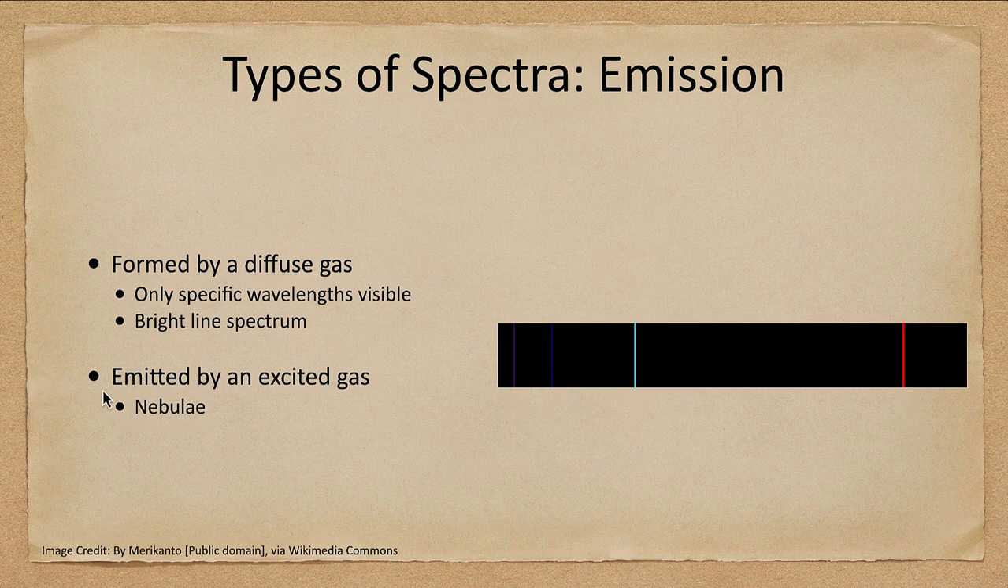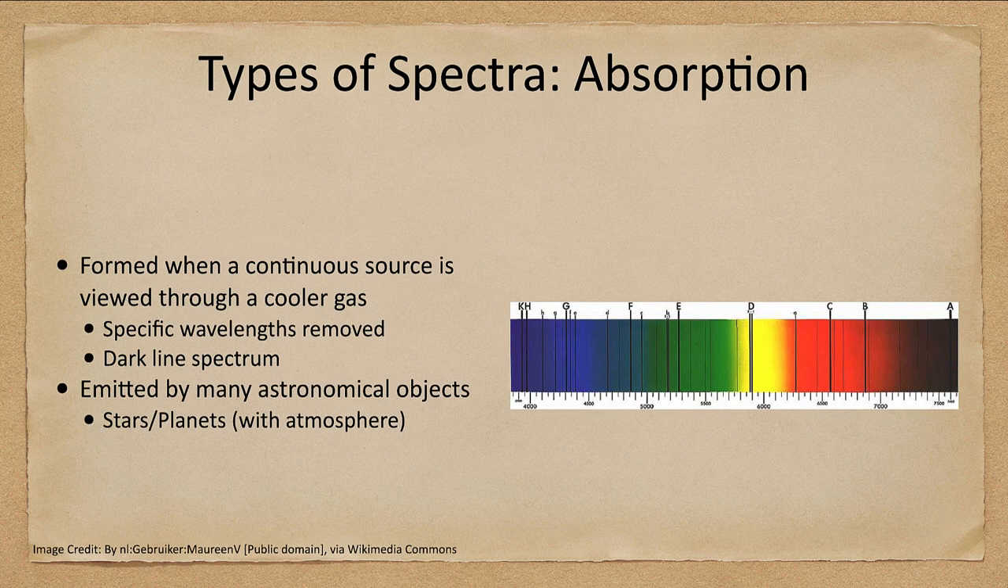Now, the third type of spectrum is an absorption spectrum. This is formed when a continuous source is viewed through a cooler gas. So it's kind of a combination type thing. And we see specific wavelengths removed. So we have an underlying continuous spectrum with very specific lines removed that, again, tell us what the objects are made up of. So this line happens to be sodium. These happen to be calcium. The others are other elements that are present in the sun and in other stars.